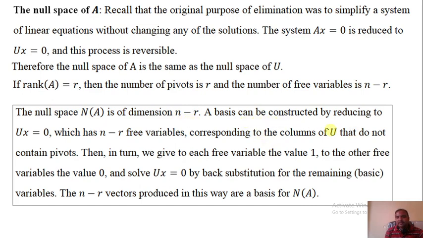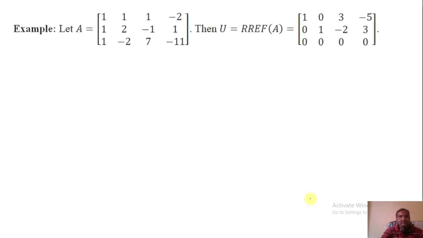A basis can be constructed by reducing to Ux equal to 0, which has n minus r free variables corresponding to the columns of U that do not contain pivots. Then in turn, we give each free variable the value 1 and the other free variables the value 0, and solve Ux equal to 0 by back substitution for the remaining variables. The n minus r vectors produced in this way are a basis for the null space. We will see an example.